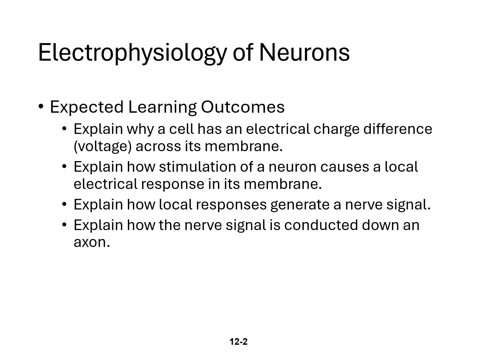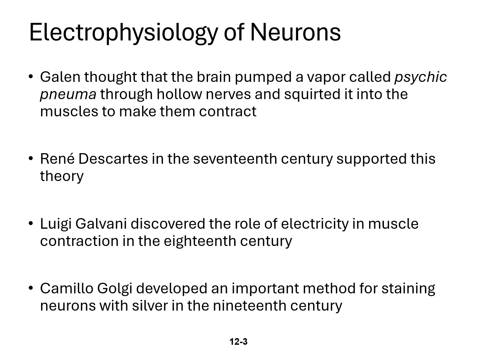So what's the electrical change difference? How stimulation of a neuron causes local electrical response in its membrane, how the local response generates a nerve signal, and how a nerve signal is conducted down the axon. Very complicated. So Galen, we talked about him.